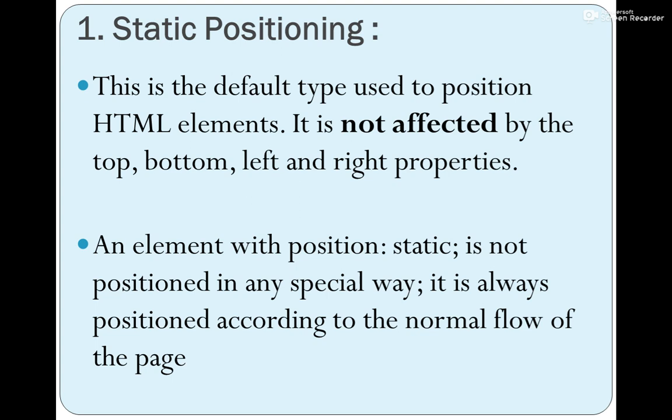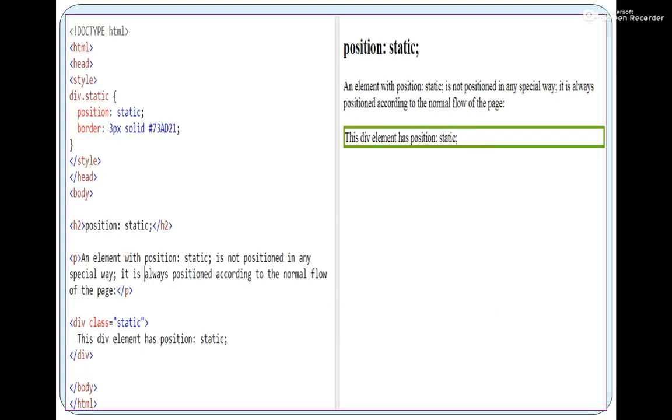So this is what static positioning means: we users, or we developers, cannot control the placement of the elements if the positioning type is static. We will see with an example what exactly static positioning means. So now here is the example. On the left side of the screen is the HTML code, and on the right side of the screen there is the output. So first concentrate on the body part.